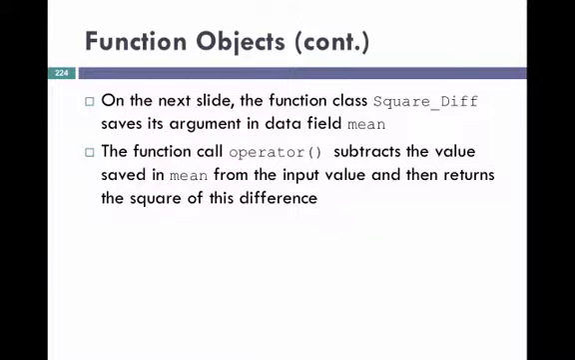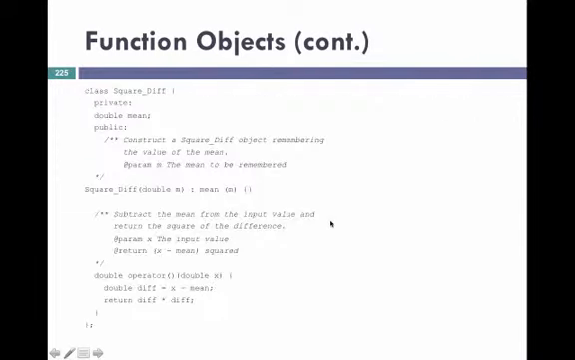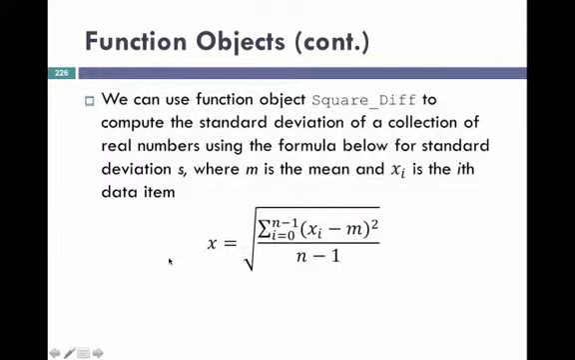On the next slide, the function class squareDiff saves its argument in a data field mean. And the function call operator, redefined, subtracts the value saved in mean from the input value and then returns the square of this difference. So here's our squareDiff class. Here's our constructor that just does an assignment in an initialization list and doesn't have any body. Then we subtract the mean from the input value and return the square of the difference. That's the meaning of this.